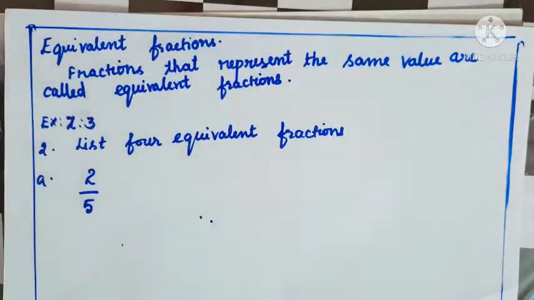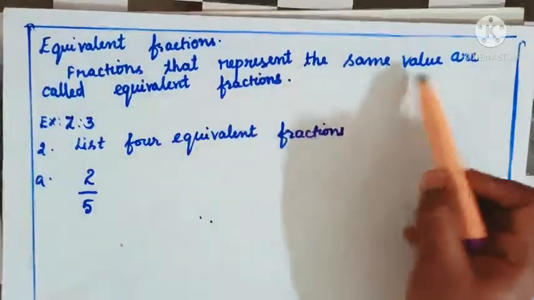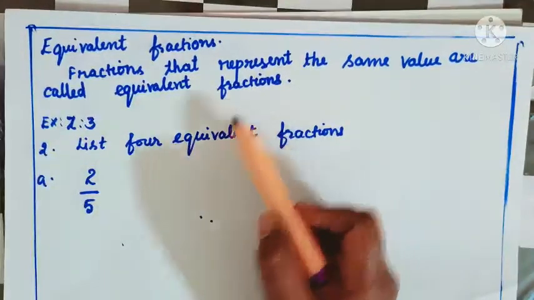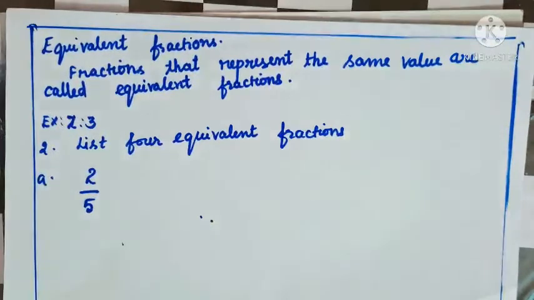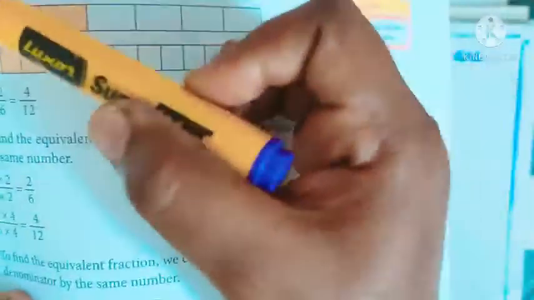So how do I make all of these equal? The fractions that represent the same value are called equivalent fractions, isn't it? So now exercise 2.3, they are asking to list 4 equivalent fractions. So how can I do it? First, here I multiply by 1. So 1 into 1 is 1, isn't it?